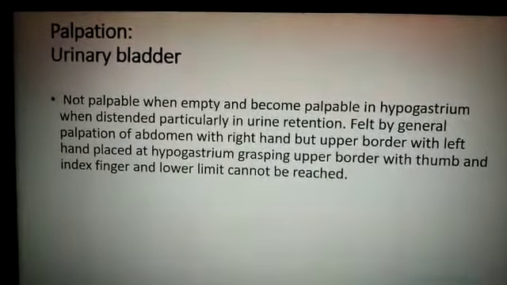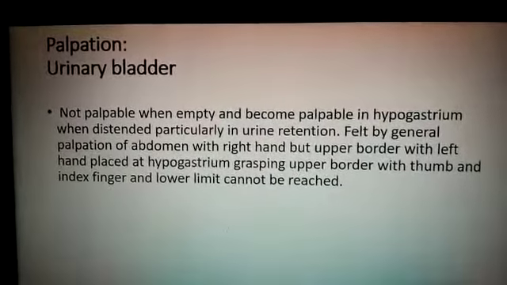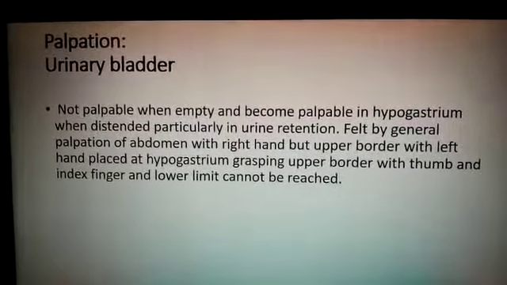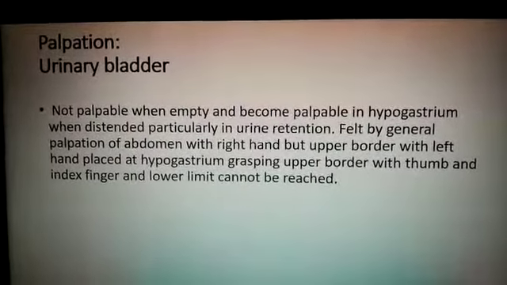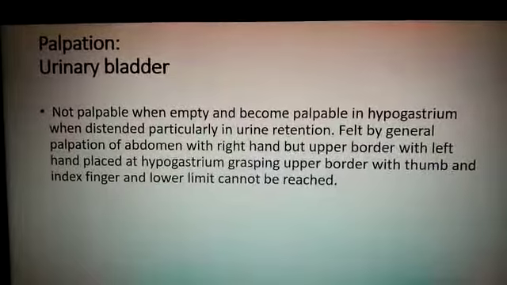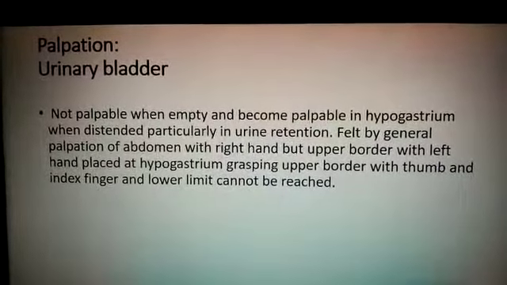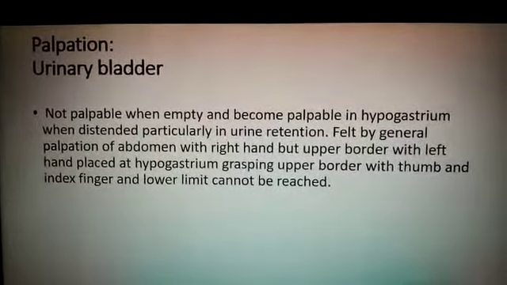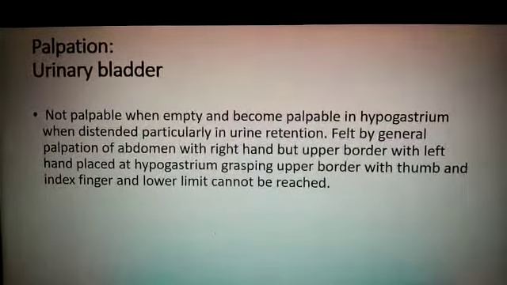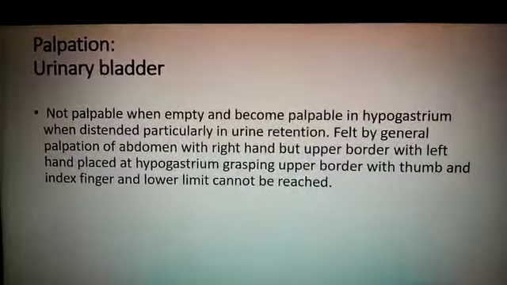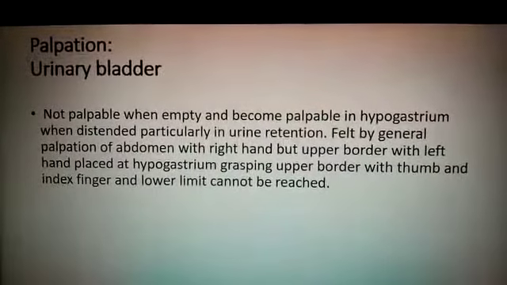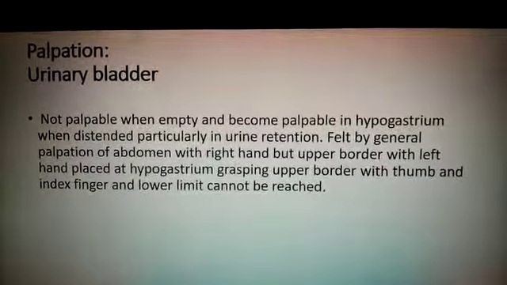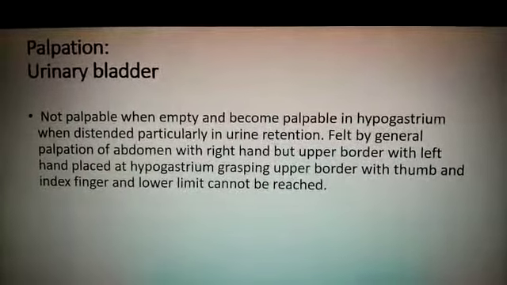Then, palpation of urinary bladder. The urinary bladder is not palpable when empty and becomes palpable in the hypogastrium when distended, particularly in urine retention. It is felt by general palpation of the abdomen with the right hand, with the left hand placed at the hypogastrium, grasping the upper border with thumb and index finger, and the lower limit cannot be reached.